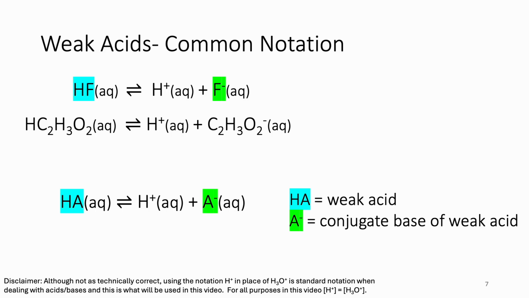We can also do this with weak acids that have more complicated formulas. If I were to look at acetic acid, we can represent the entire formula for acetic acid as HA, and then it's going to ionize in solution to give you H+ and your acetate ion, which is the conjugate base of acetic acid, and we can represent that as A-.